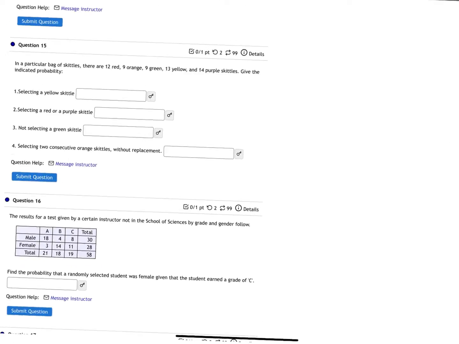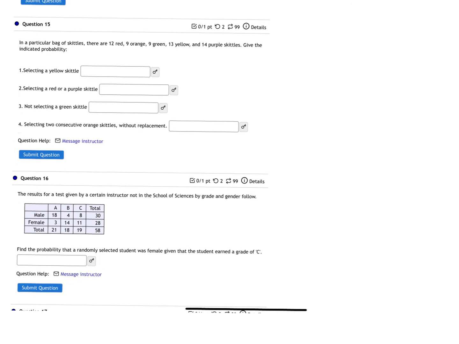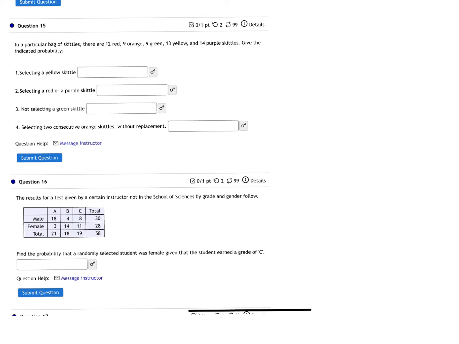Oops, excuse me. There you go. Sorry about that. Let me make that a little fancier. All right, so we have 12 plus 9 plus 9 plus 13 plus 14. All right, so that is 57 and 9, which is 66 total Skittles in my problem.